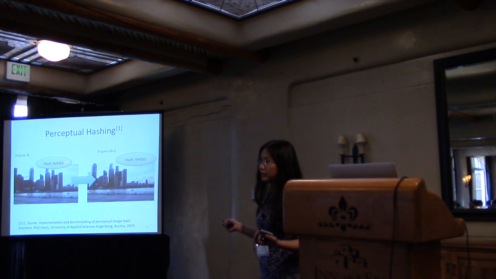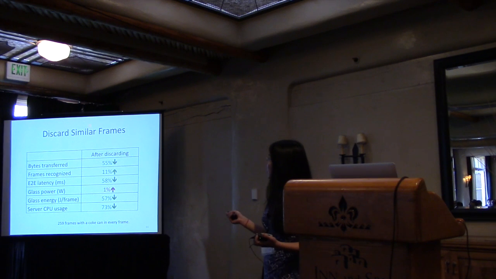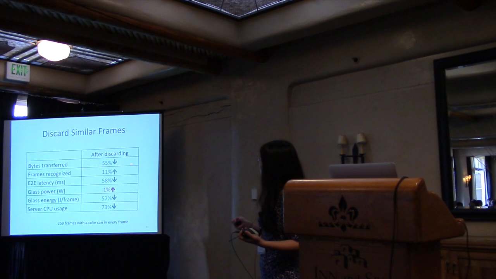If they're close enough, we just assume the two frames are similar enough, and we discard this one and assume whatever is detected in the last frame is still there. By doing this, we get similar resource savings. We're transmitting 55% fewer bytes, and we get about 60% savings on all other resources. So discarding similar frames also works.